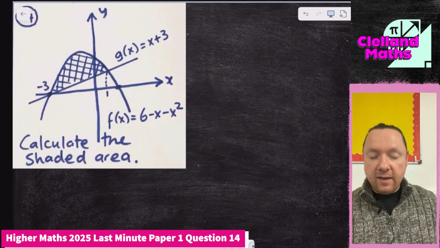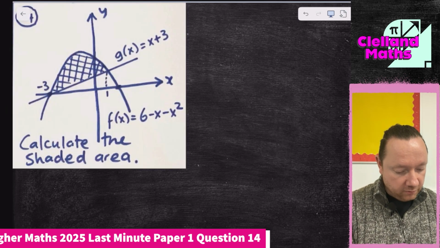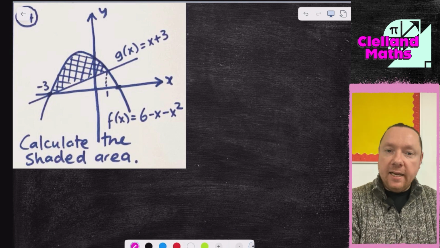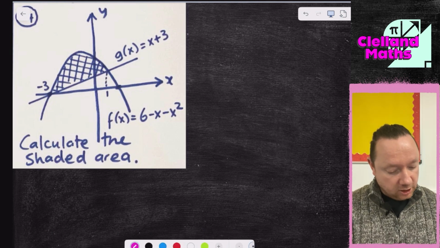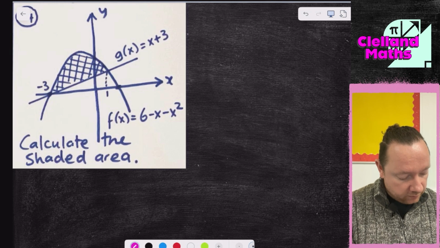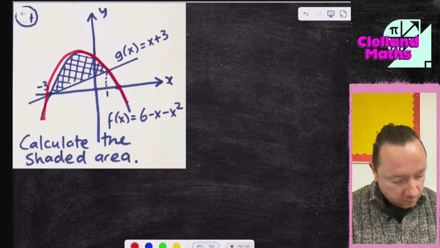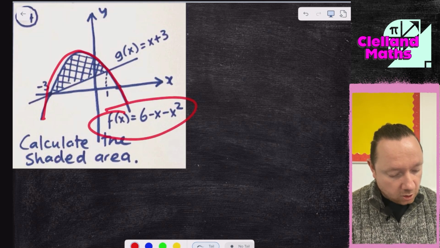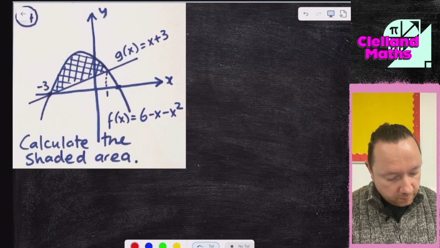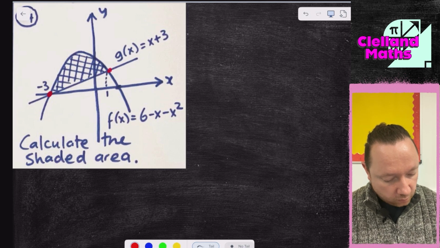Higher Maths 2025, last minute, paper 1, question 14, calculate the shaded area. If you've got a shaded area at Higher Maths, usually it's integration. We've got an upper curve and a lower curve, or line. Our upper is the parabola, minus our lower, which is that one. And we've already been given where they intersect, minus 3 and 1.